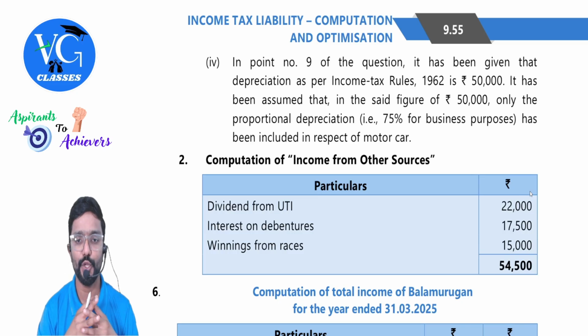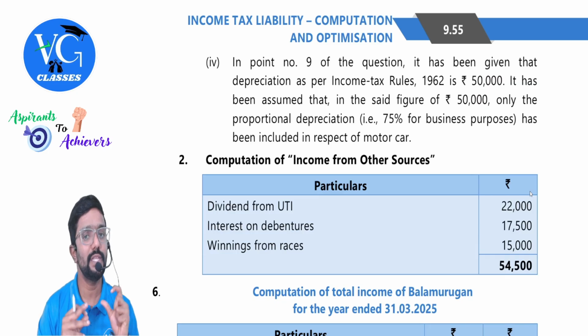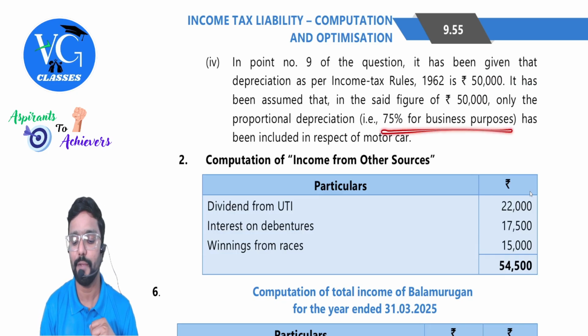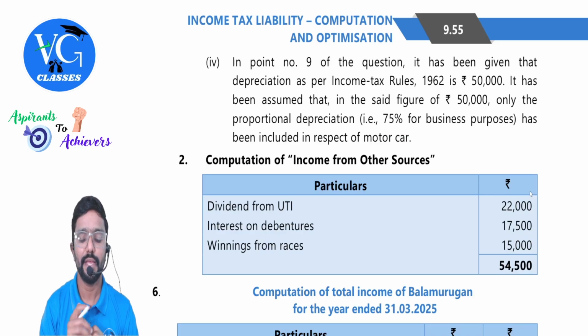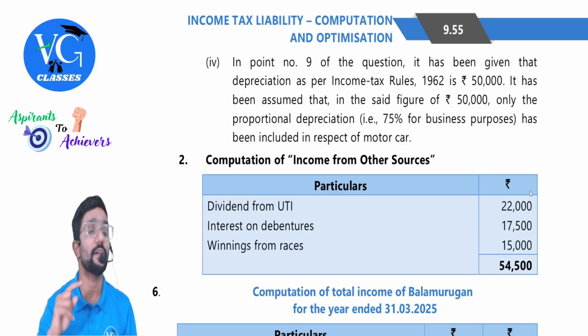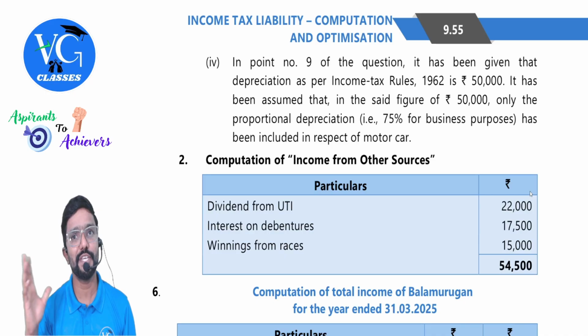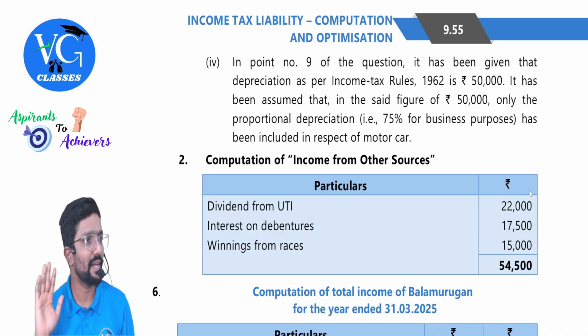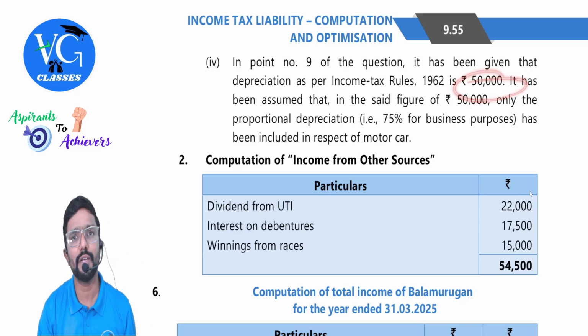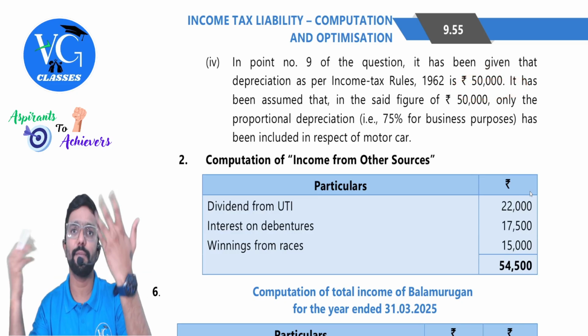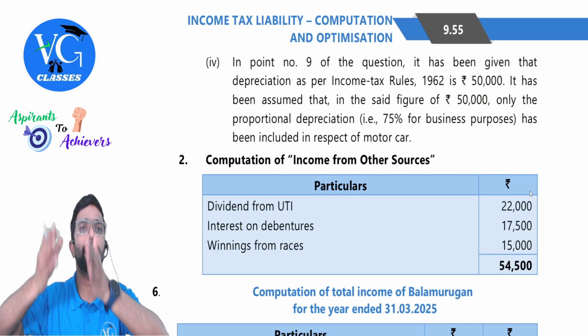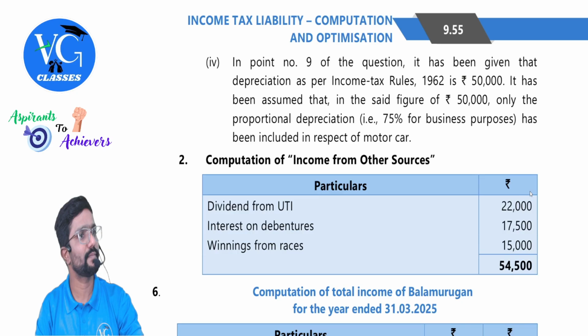In point number 8 of the question, it has been given that depreciation as per income tax rules is 50,000. It has been assumed that in the said figure of 50,000, only the proportional depreciation, that is 75% for business purpose, has been included in respect of motor car. Why? Because 1/4 of the motor car is used for personal purpose, and even depreciation will not be allowed for that part. Clear? So whatever 50,000 figure they have given in the question, it is assumed that they have considered the personal purpose and ignored it and calculated depreciation only for the business part.